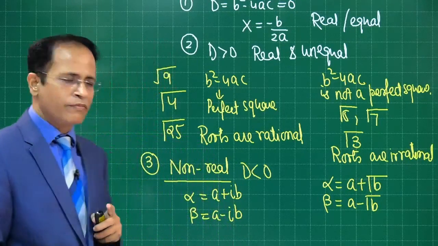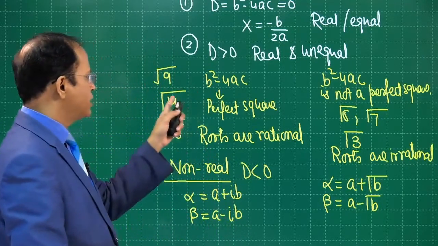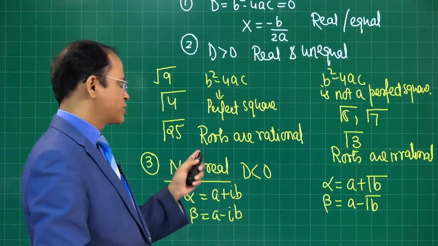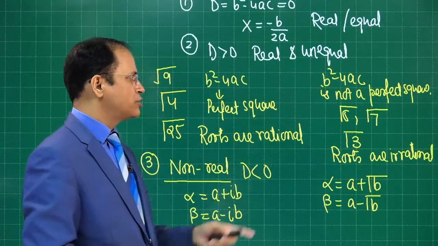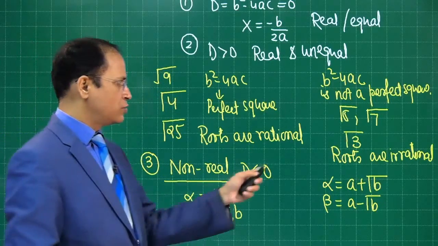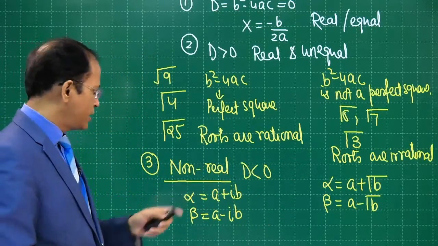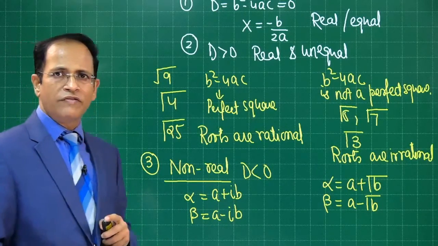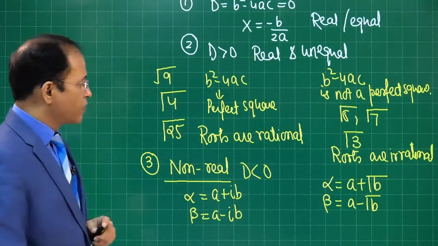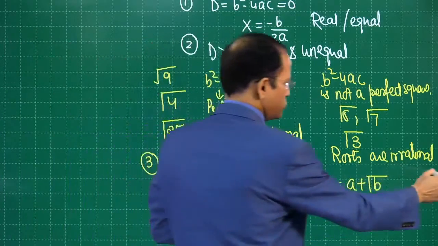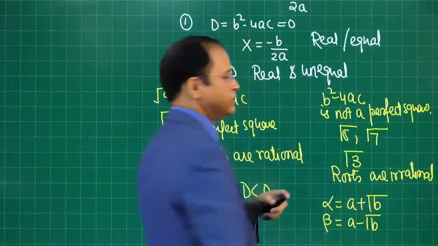Is this clear to you? Fine. So you can see here we have d greater than 0, b square minus 4ac a perfect square, roots are rational; b square minus 4ac not a perfect square, roots are irrational; and for non-real roots, d is less than 0. This is always like that. Got it? So this is a very, very important thing. Right? So hopefully this is clear to you. Let me know if it is okay. Everyone, just have a look at this.